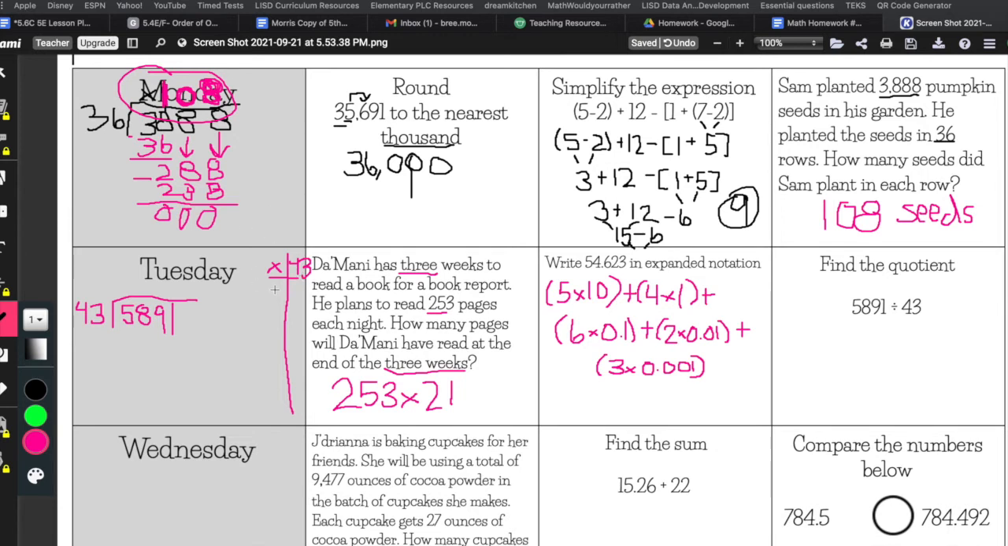Okay, so we're going to go to 5. One times 43 is 43. Times 2 is 86. Times 3 is 129.